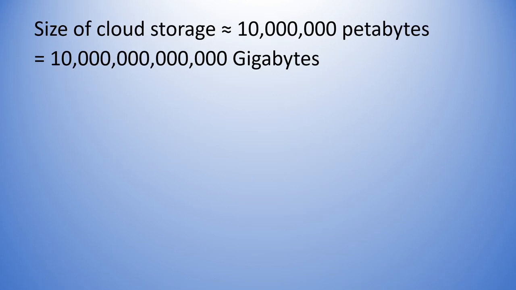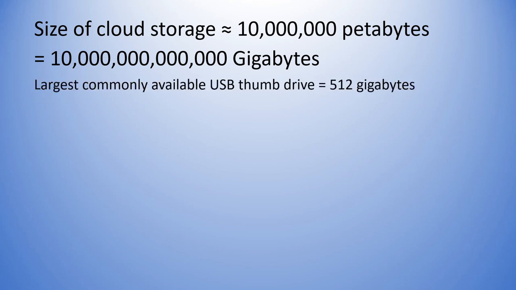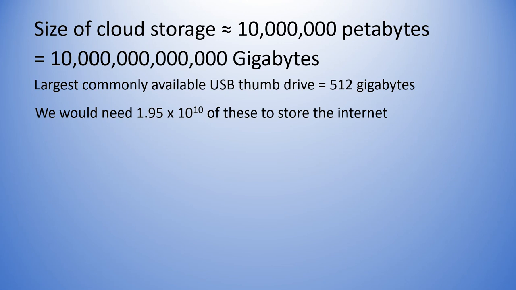which I believe is about 10 million petabytes, or 10, what's that? That's million, billion, trillion, 10 trillion gigabytes. We try and put that in context. The largest commonly available USB thumb drive is approximately 512 gigabytes. Yes, I know you can get bigger ones, but that's a sensible size to look at as the largest sensible one to get. So how many would we need if we were going to store the internet on USB thumb drives? Well, if you do the calculation, it's approximately 1.95 times 10 to the 10 of those.